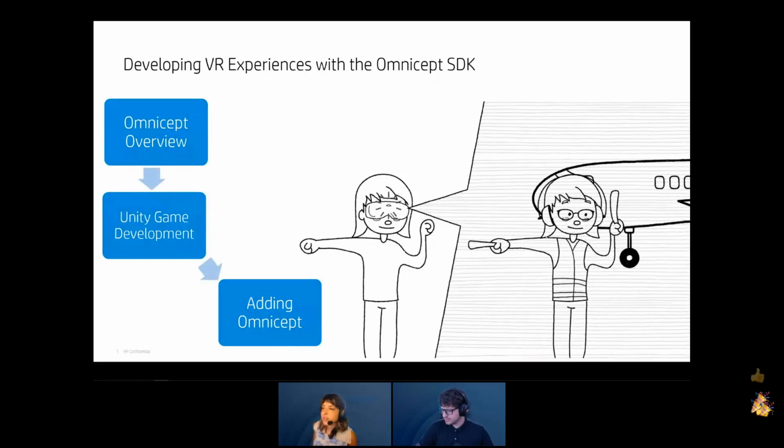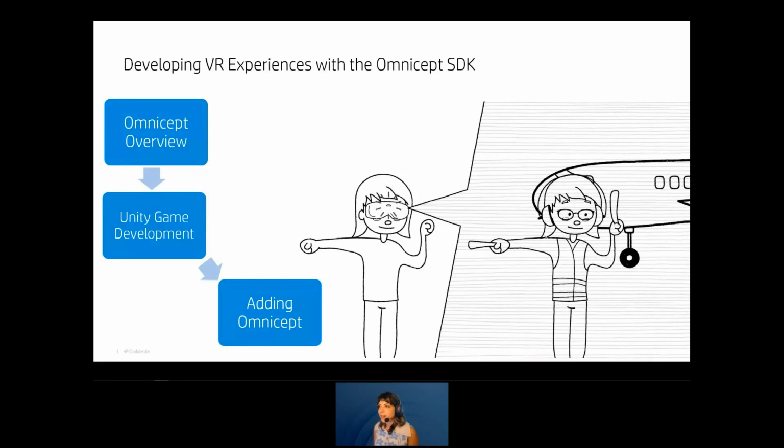Okay, great. So, we're going to talk about developing VR experiences with the Omnicept SDK. We're going to start with an overview of what is Omnicept, if you don't know, and then we'll start in on Unity game development. And then from that game, we'll add Omnicept. So you'll see how you can add Omnicept to your game to have a more customized experience.